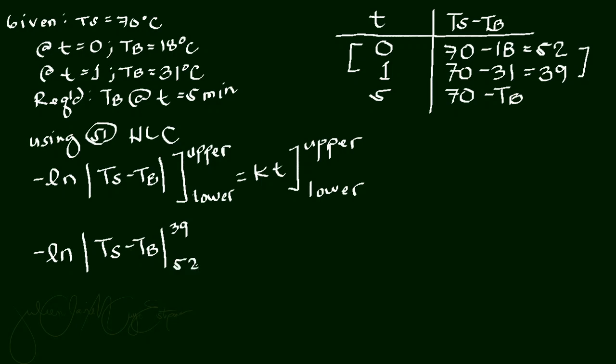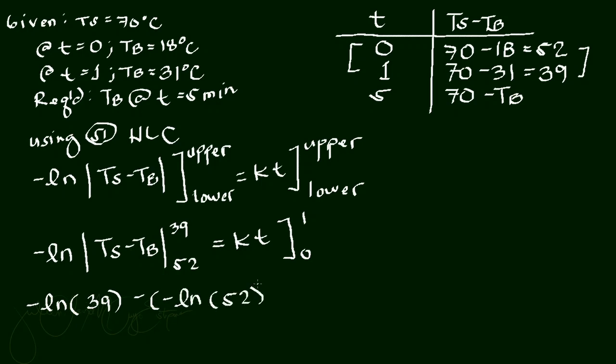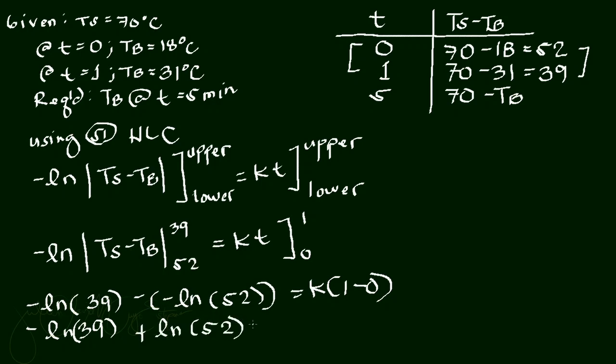This is 52, this is from 52 to 39 is equal to K times T. Your time there is from 0 to 1. Okay, so we substitute the values here, upper minus lower. So it will give us the negative Ln of 39 minus negative Ln times 52 is equal to K times upper minus lower, that is 1 minus 0. Okay, so simplifying that, it will give us Ln of 39 minus, that is plus already, that is Ln of 52 is equal to K.